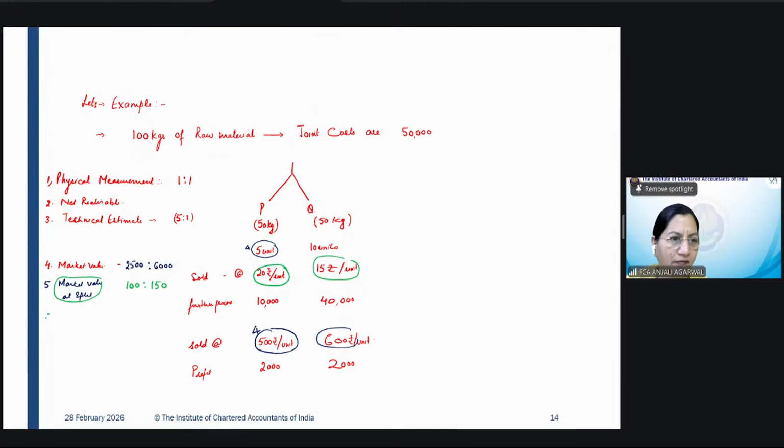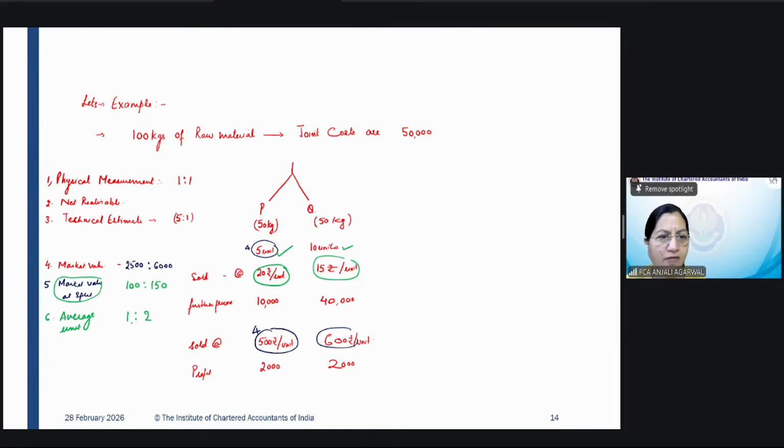Contribution margin I'm not taking. If I take the average unit method, the units are 5 and 10. Then these two are applicable. So then it becomes 5 is to 10 or 1 is to 2. So all are giving different answers.